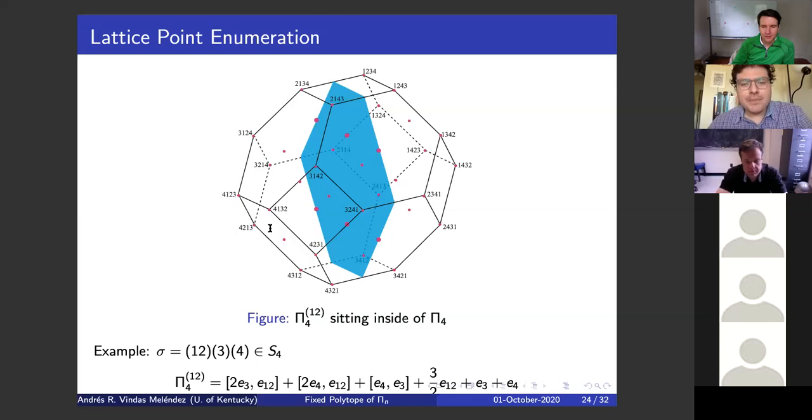that you can see all the lattice points. And so we see all the lattice points of the permutahedron, and we see that the fixed polytope has some lattice points in it, right? And so we want to enumerate those lattice points.